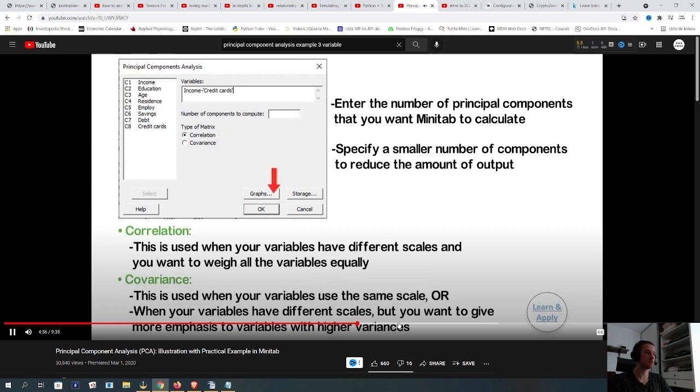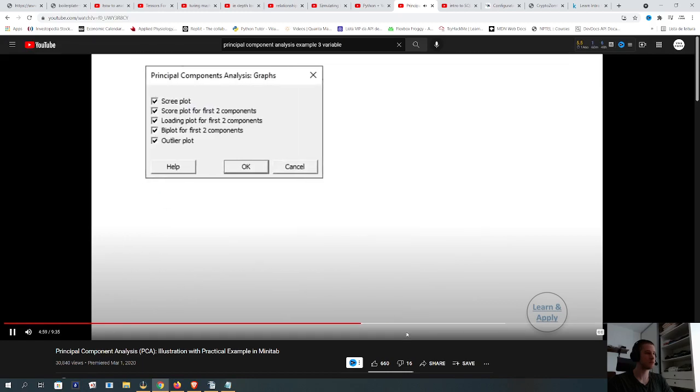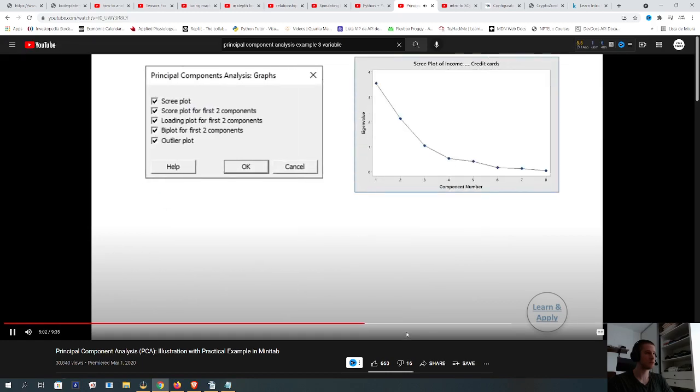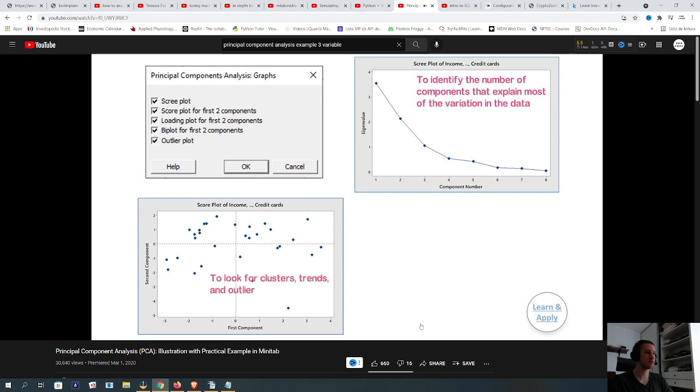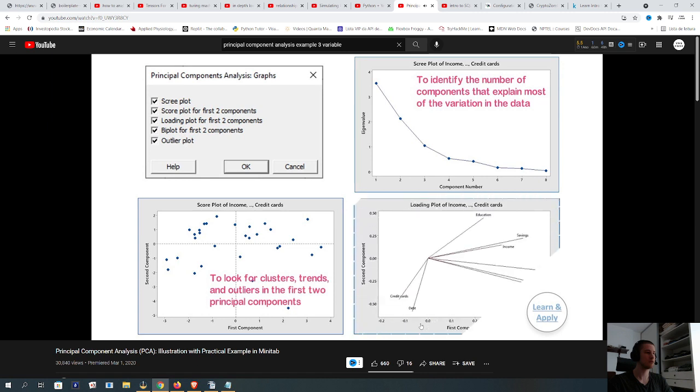6. From the graphs, select the graph you want to see for analysis. Scree plot. Use a scree plot to identify the number of components that explain the most of the variation in the data. Score plot for first two components. Use the score plot to look for clusters, trends, and outliers in the first two principal components. Loading plot for first two components. Use the loading plot to visually interpret the first two principal components.